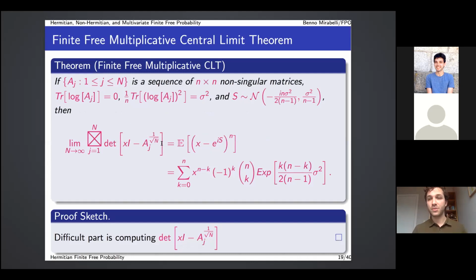Now for the finite free multiplicative central limit theorem. Once again, I have a sequence of capital N matrices with some assumptions, but now I scale each matrix not by multiplying it by 1 over square root of n out front, but by raising each matrix to the power 1 over square root of n. And then I take the finite free multiplicative convolution and send the number of matrices capital N to infinity.